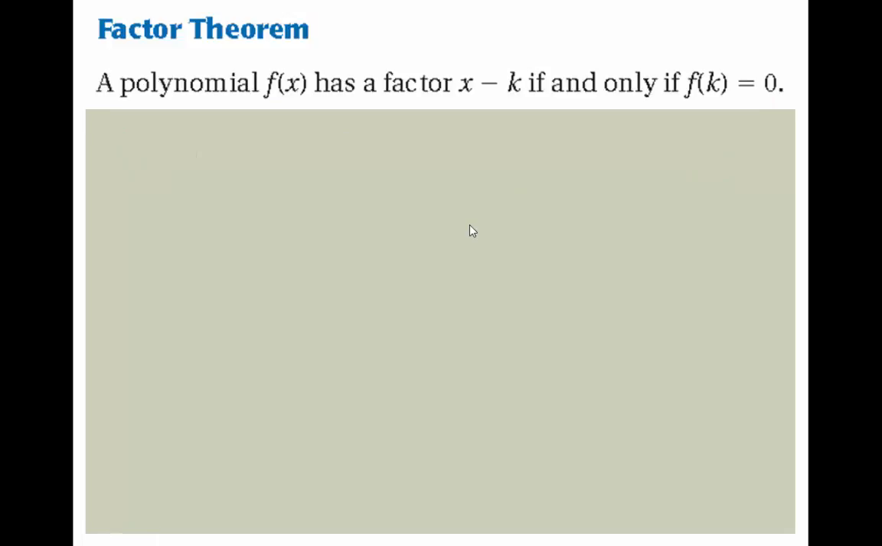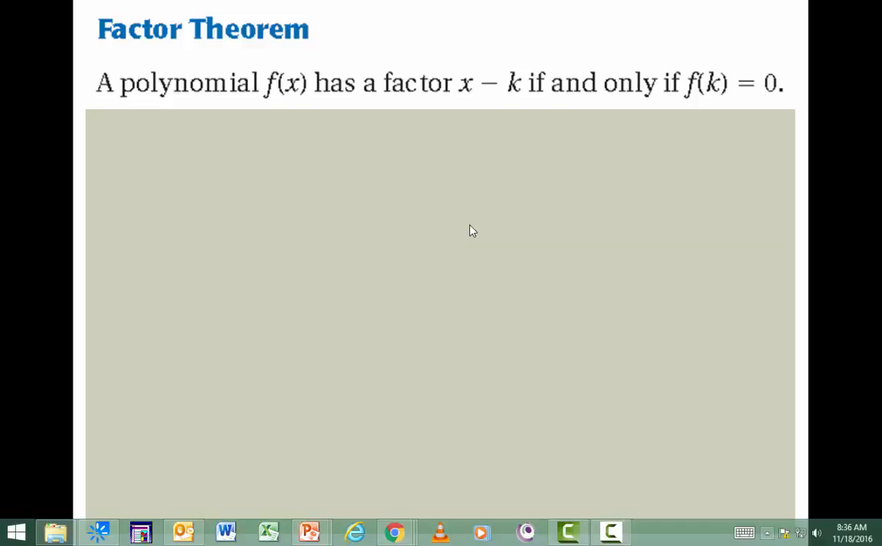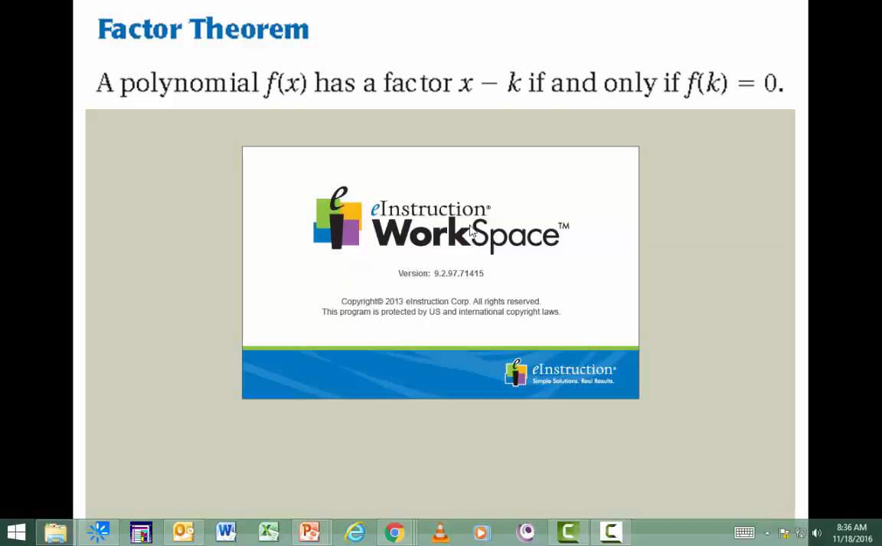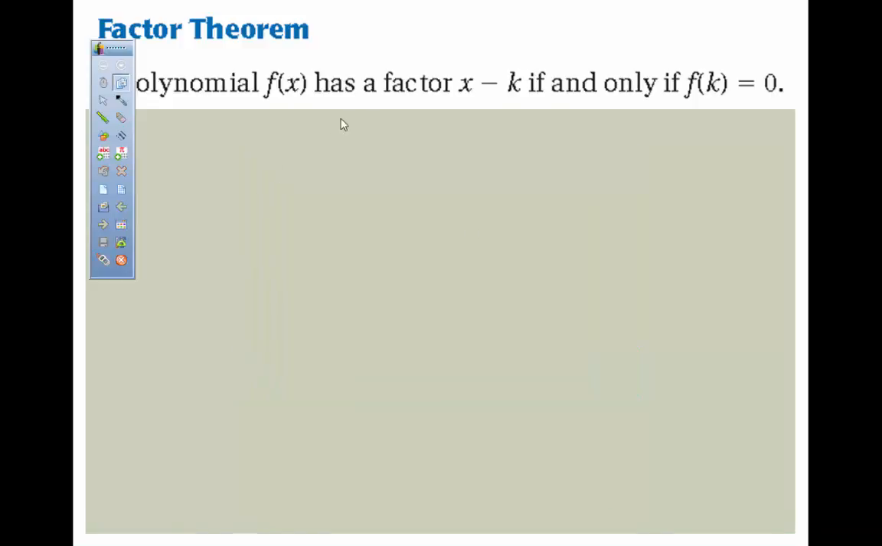Now, when we've been doing long division, we've been having a remainder almost every single problem, right? Well, what happens if the remainder is actually 0? And that's what we're going to look at today. What it means is that it divides evenly. And it also means that you have a zero of the polynomial.